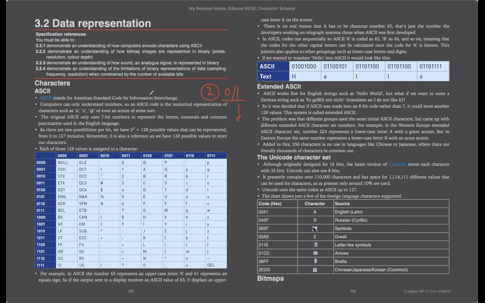Whatever we input into the computer, it first takes that data in the form of zeros and ones. These are the only two numbers: 0 and 1. As there are two possibilities per bit, we have 2 power 7. Like we have only two numbers, 0 and 1, as I told you, and the 7 means 7 bits.